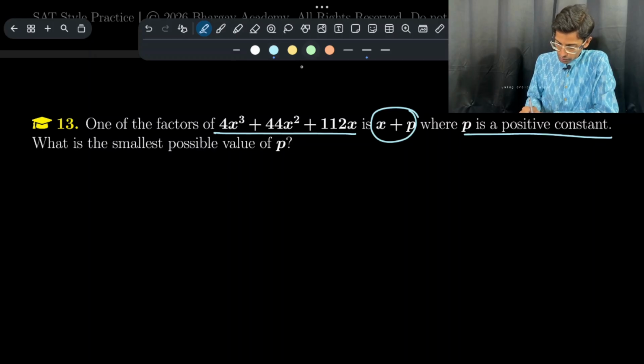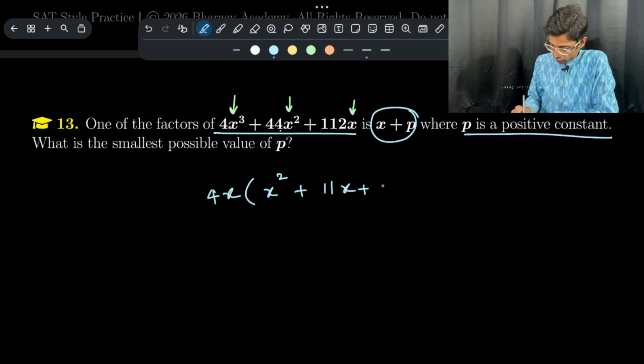If I observe this expression, I can see that I have x sitting in all the three terms, and also I have multiples of 4 in all the three terms. 4, 44 and 112, all three are multiples of 4. So I can directly take 4x common from this expression. If I take 4x common, I'll be left with 4 2s are 8, 3 2s are 8. This is the expression I am left with, and I need to factorize this expression.